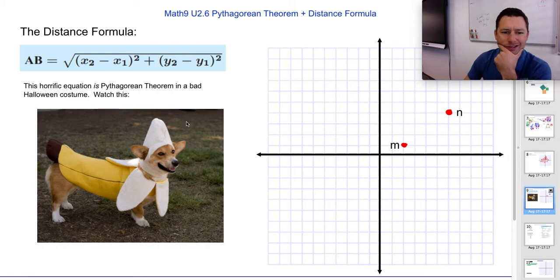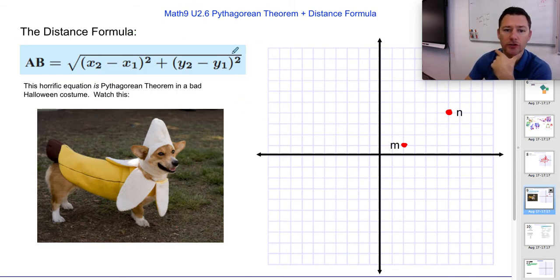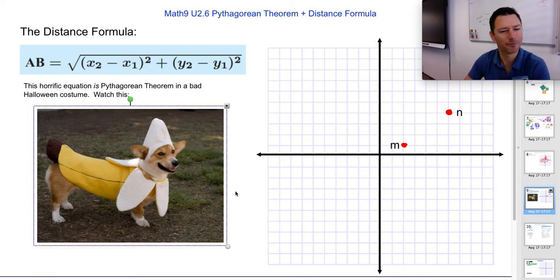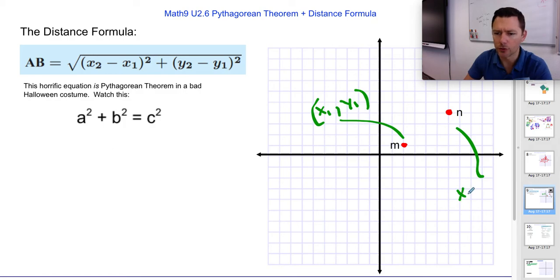All right. So one way to do this is called the distance formula, and it shows you the distance between points, right? And it looks awful, x's and y's and squareds, but it's just the distance. It's just the Pythagorean theorem in a bad Halloween costume. So if you started with a squared plus b squared equals c squared, each of these points is going to have an x and a y coordinate. So let's call this x1, y1, and this one will be x2. Let's do it in a different color.